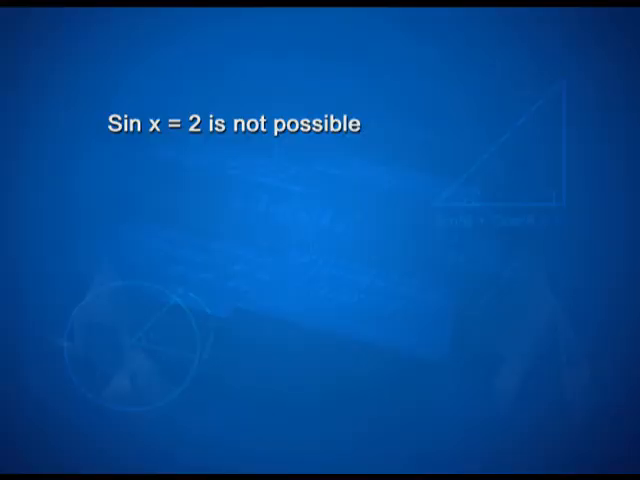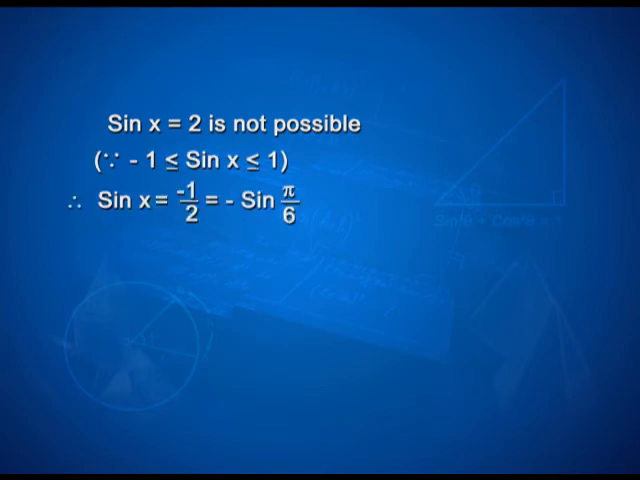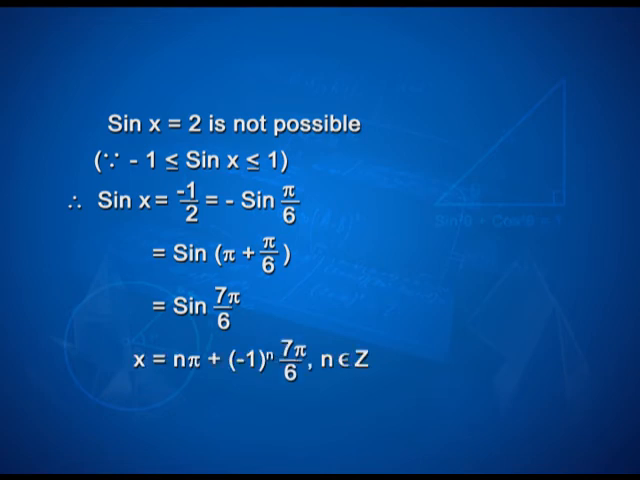But sin x is equal to 2 is not possible. Can you tell me why? It is because sin x lies between minus 1 and 1. Therefore, sin x is equal to minus 1 upon 2 or minus sin pi upon 6, which can be written as sin of pi plus pi upon 6 or sin 7 pi upon 6. This implies x is equal to n pi plus minus 1 raised to n times 7 pi upon 6, where n belongs to z.